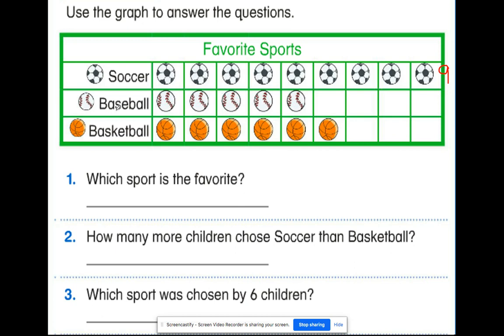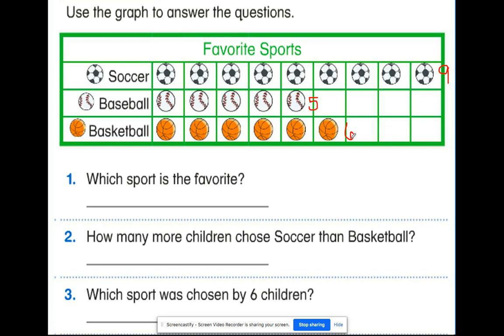Now let's go to baseball. Let's count the baseball pictures. 1, 2, 3, 4, 5. 5 children voted for baseball as their favorite sport. Now let's go to the last, basketball. Count the basketball pictures. 1, 2, 3, 4, 5, 6. 6 children voted for basketball as their favorite sport.